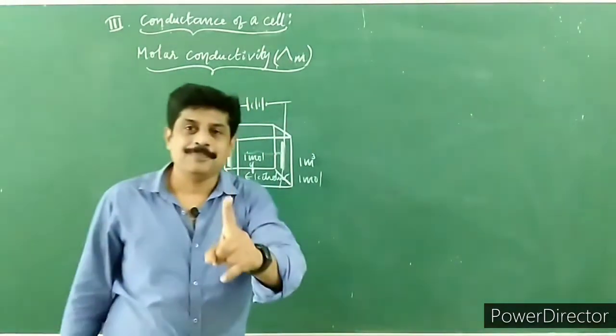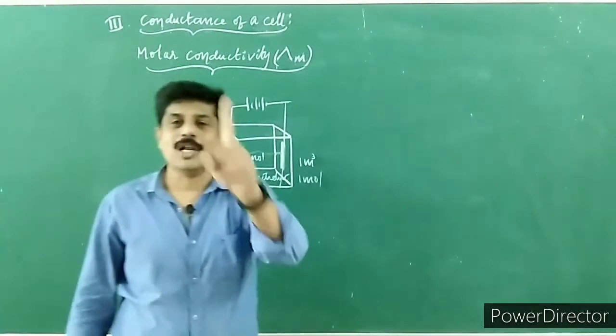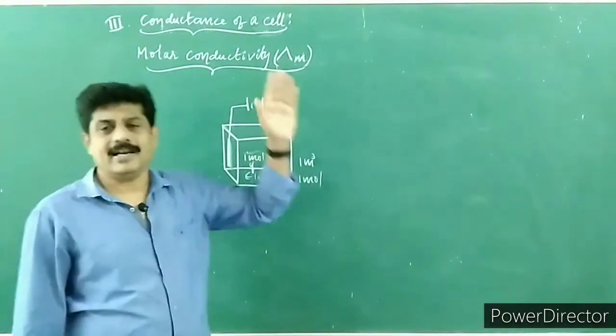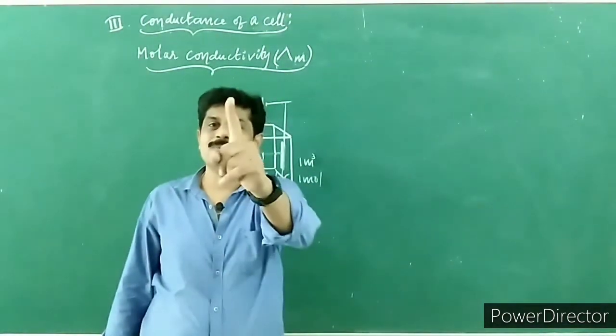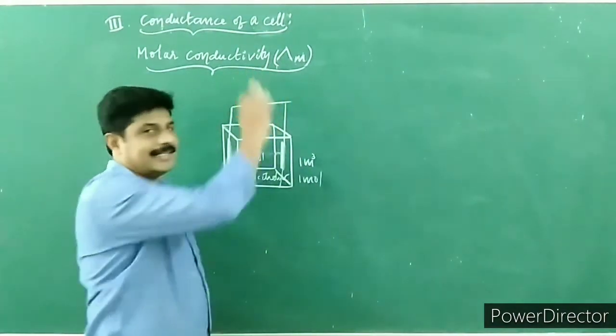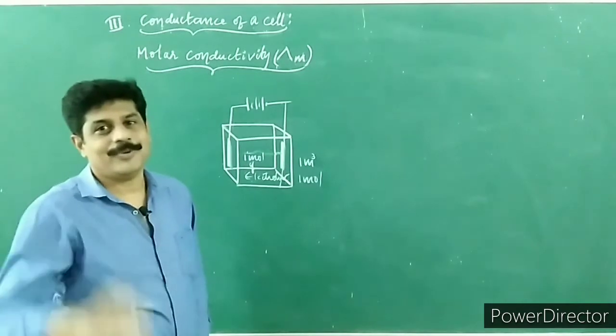Let me define again. The conductivity of 1 mole of electrolyte is called molar conductivity. Otherwise, conductance due to 1 mole of electrolyte is also called molar conductivity. Hope you understand.